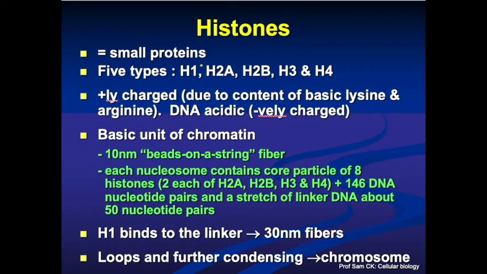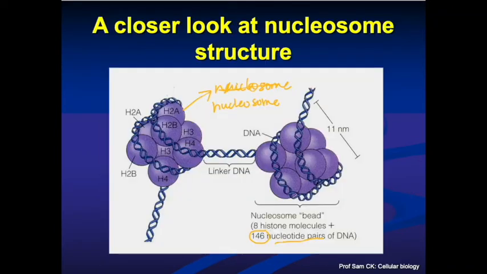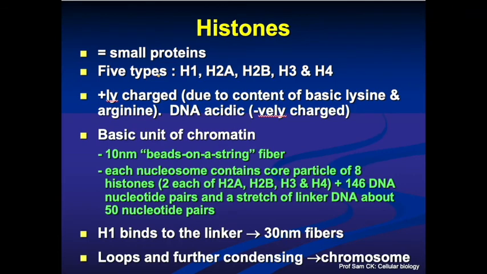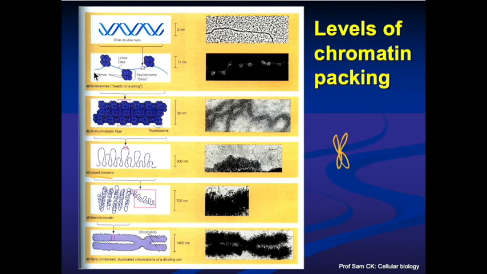There is another histone protein, not part of the nucleosome, which is H1. H1 serves as a linker in order to form the 30 nanometer fiber. So without the H1 subunit, the beads on a string won't be able to form the 30 nanometer chromatin fiber.